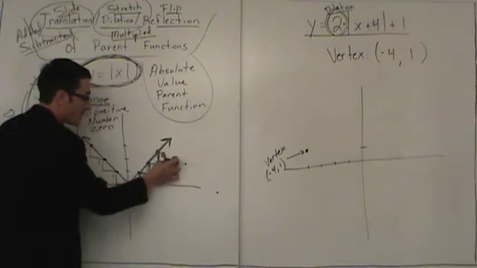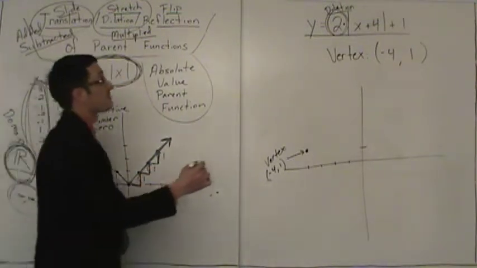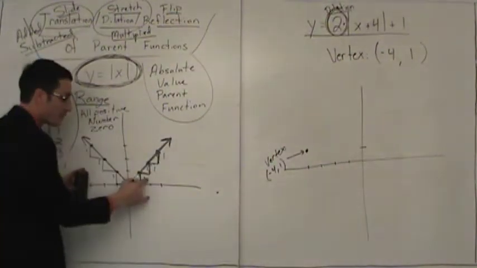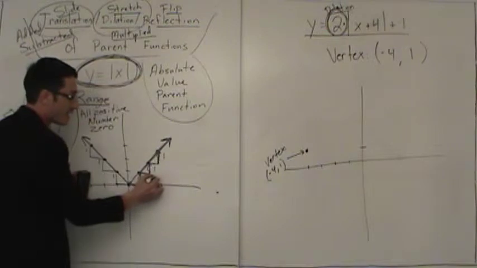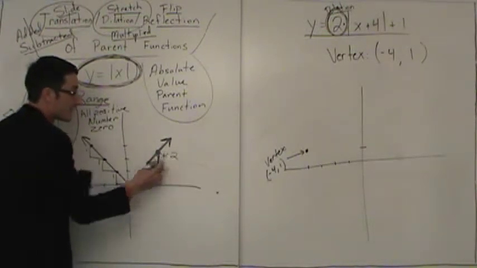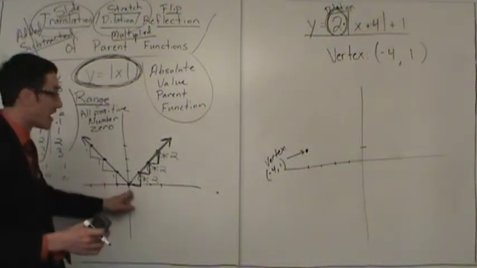Instead of going up 1, up 1, up 1, we have a dilation here by a factor of 2. What this means is that all the vertical distances are multiplied by 2. So instead of going up 1, we're going to go up how many? Up 2. So we're still going to go right 1, but instead of going up 1, we're going to go up 2.